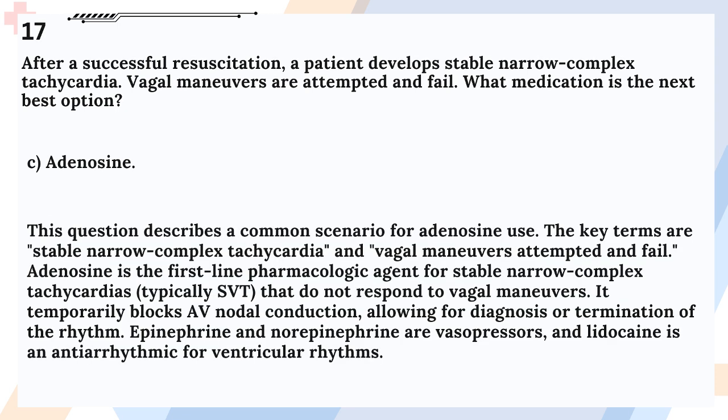Answer C. Adenosine. This question describes a common scenario for adenosine use. The key terms are stable narrow-complex tachycardia and vagal maneuvers attempted and failed. Adenosine is the first-line pharmacologic agent for stable narrow-complex tachycardias, typically SVT, that do not respond to vagal maneuvers. It temporarily blocks AV nodal conduction, allowing for diagnosis or termination of the rhythm. Epinephrine and norepinephrine are vasopressors, and lidocaine is an antiarrhythmic for ventricular rhythms.